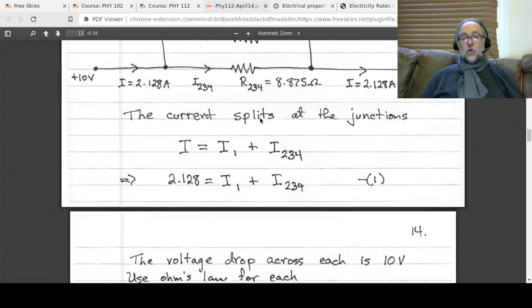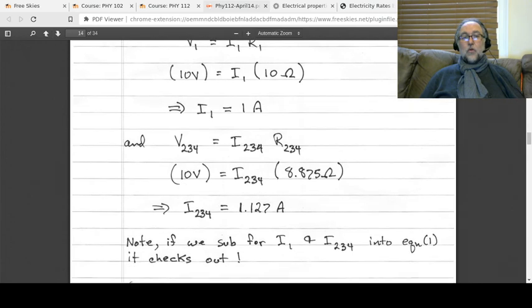consistent. All right, so you do the same thing now for the voltage drop across 234. Well, the voltage drop across 234, we just said, has to also be 10 volts, so there it is. And the resistance of the combined 234 is 8.875 ohms, and we find that the current through 234 is 1.127. Okay, and so we have 1 amp and 1.127.